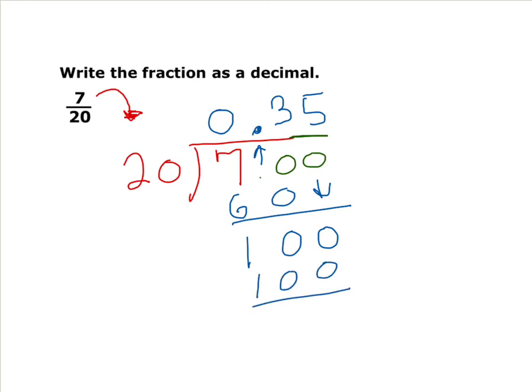So I know that 7/20 equals 0.35. And that's all there is to it, ladies and gentlemen. I think you can do that. Most of you did this last year, so this is a review. Good luck.